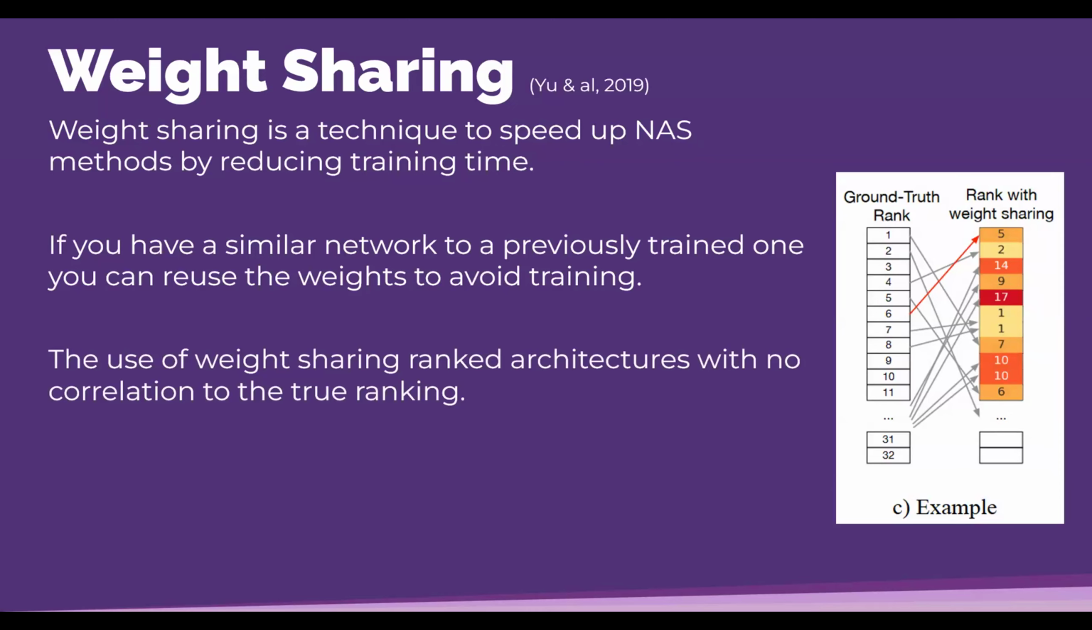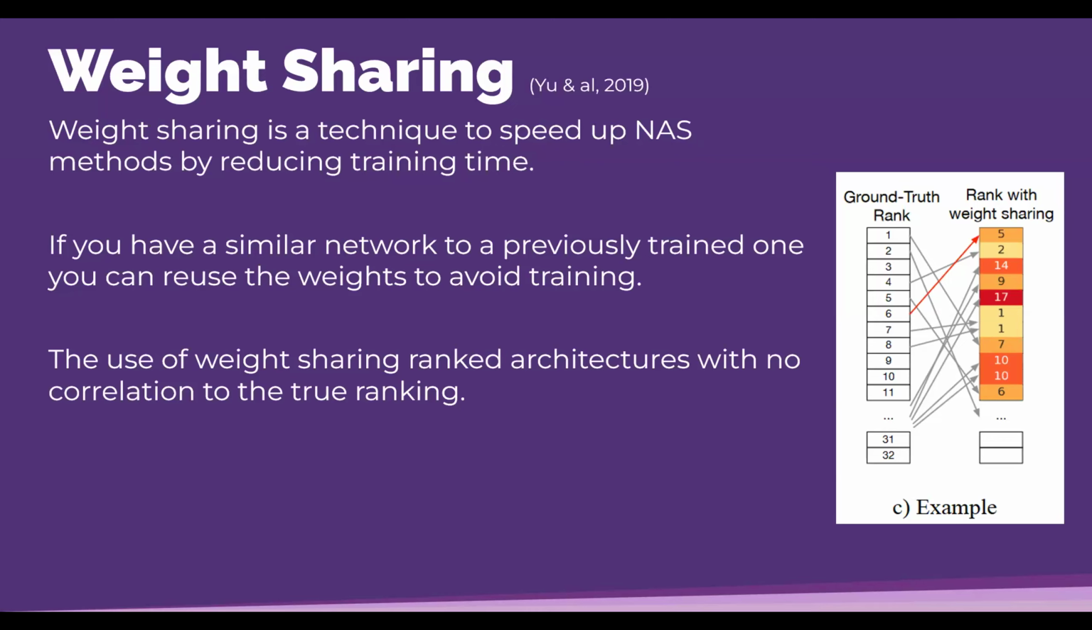I find this graph a bit confusing, but it's from the paper. Essentially, in the right-hand column, the numbers indicate the disparity. So you can see the architecture which would be ranked 1 with the ground truth was actually ranked 8 and had 7 positions of disparity. And we have some networks which have 17 positions of disparity, 14. It just doesn't correlate. So we found that weight sharing actually had a negative effect on it.